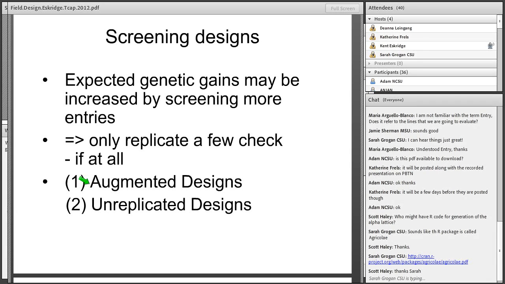And this gives the idea of screening designs. In fact, the expected genetic gains, making some assumptions, can be increased by screening more entries and not having as many plots devoted to replication. And so the idea is you can only replicate a few checks, if at all. And to do this, there are several different types of designs that people use, such as augmented designs and unreplicated designs.